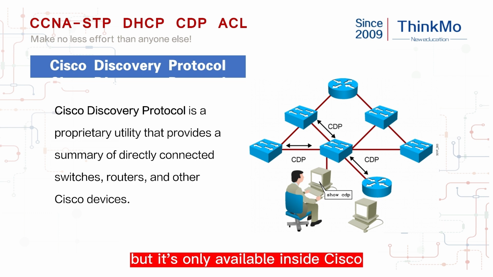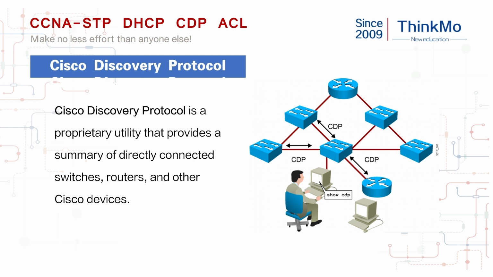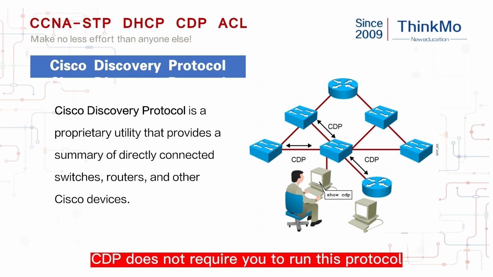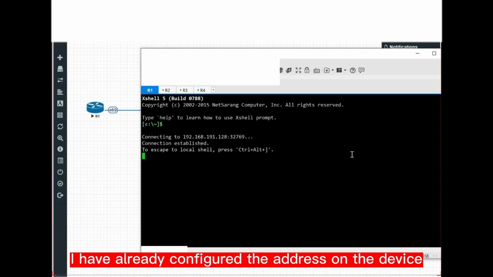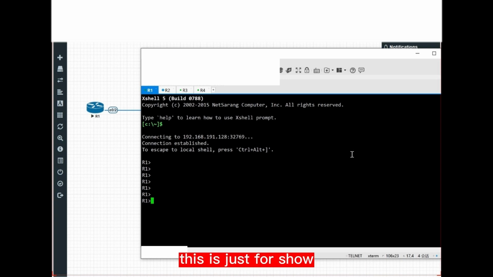But it's only available inside Cisco. CDP does not require you to run this protocol. But you need to configure the address for this interface, because they interact with some data. This is our device. I have already configured the address on the device, because this does not need to be assigned in class. This is just for show. Show IP interface brief. Let's check.